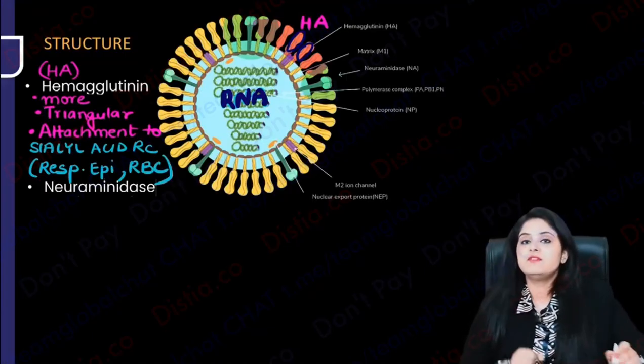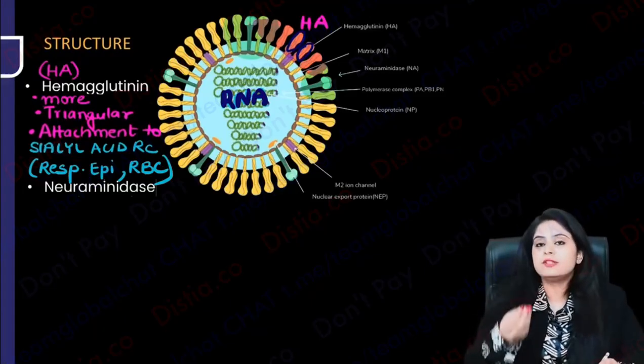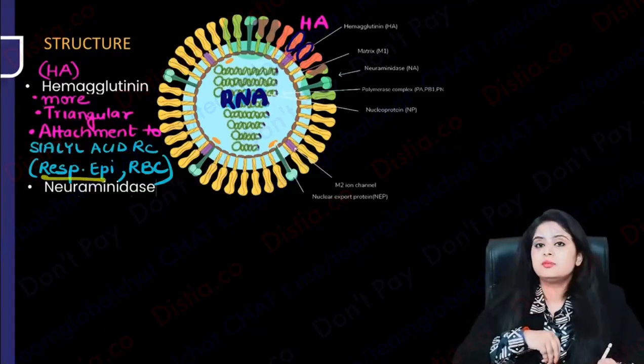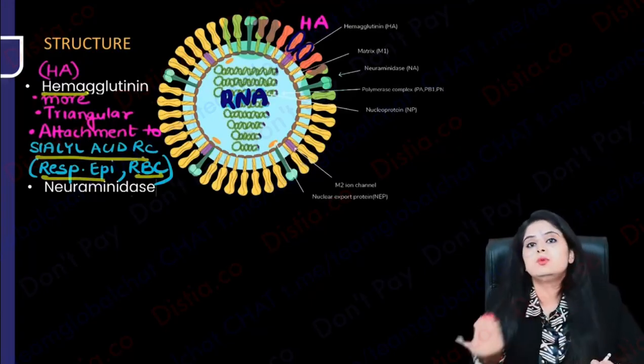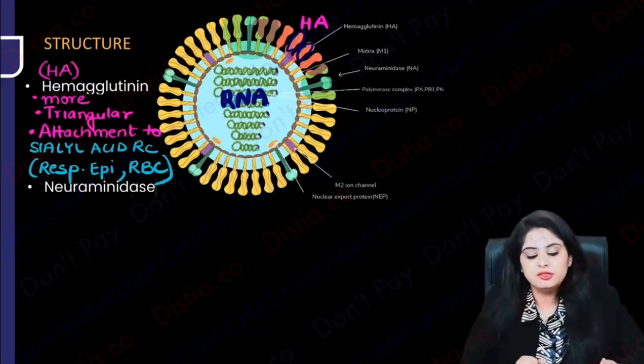So please remember, whenever influenza virus comes, we all know influenza matlab lungs mein. What is there in the respiratory lining? It is the sialic acid residue. Also, what is present? Where is it present? RBC. That is why I call it hemagglutinin. It's going to have an impact on RBC also.